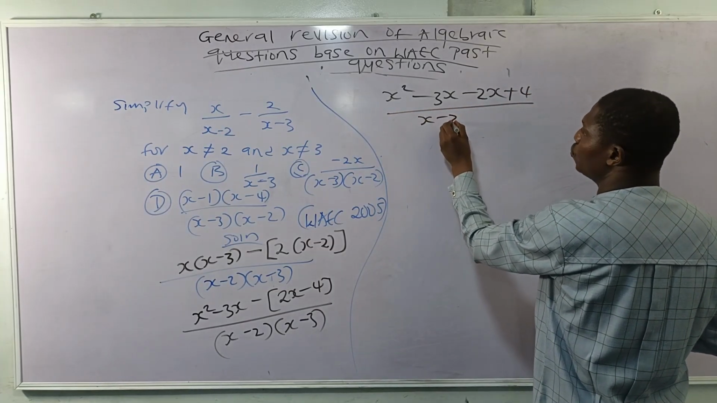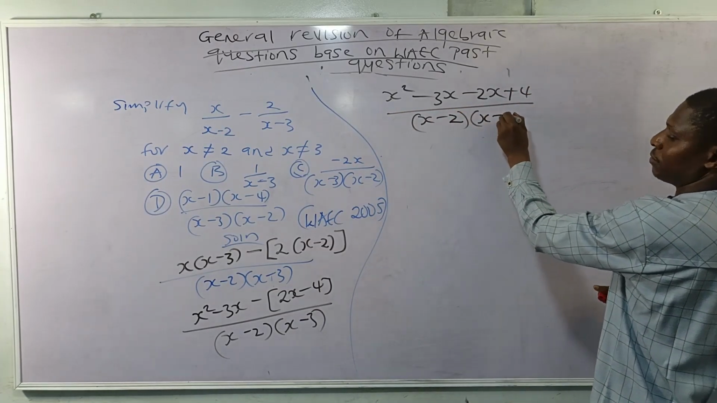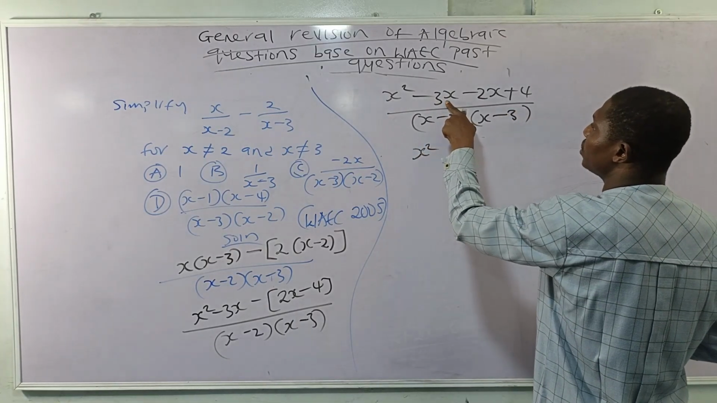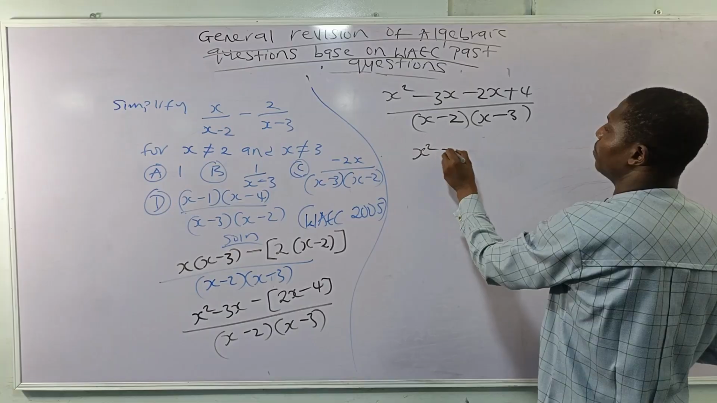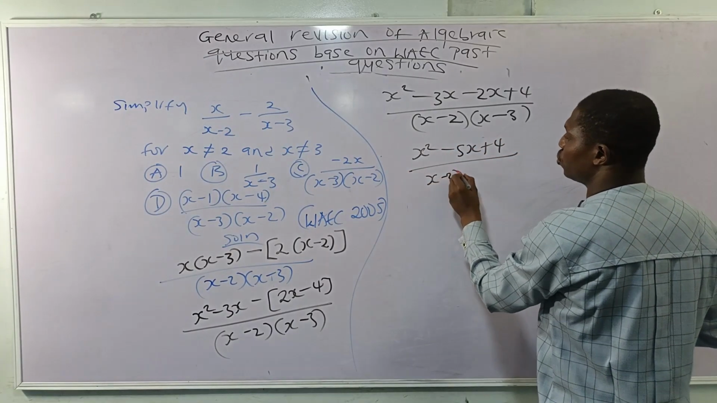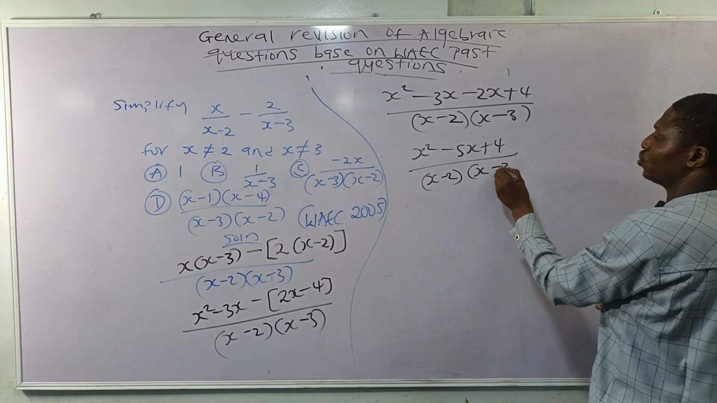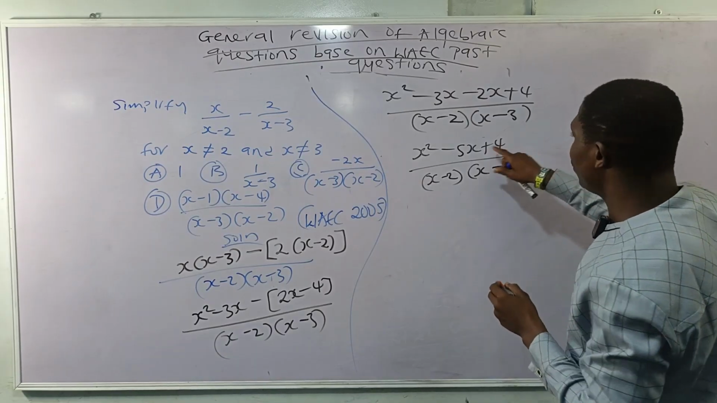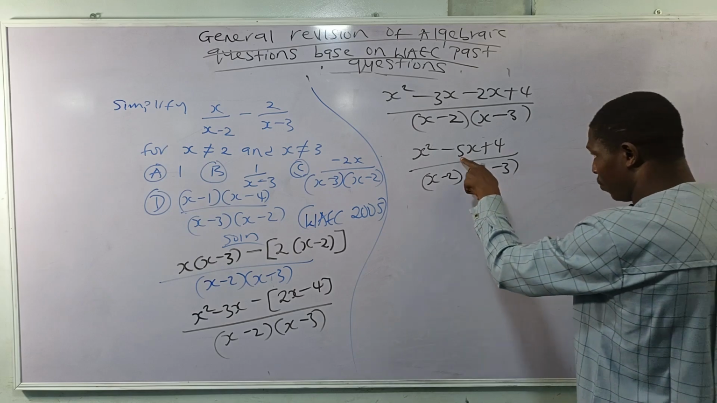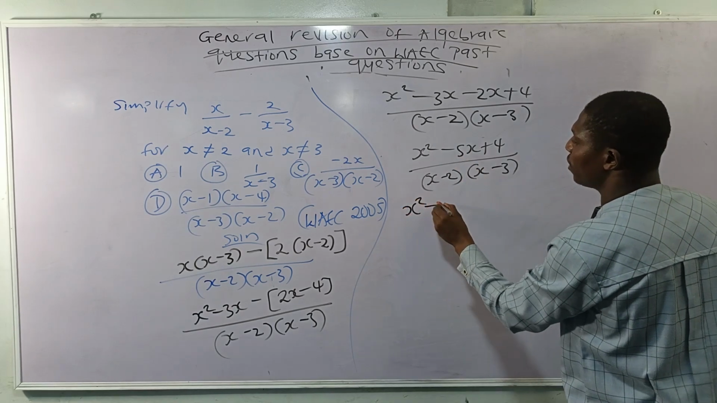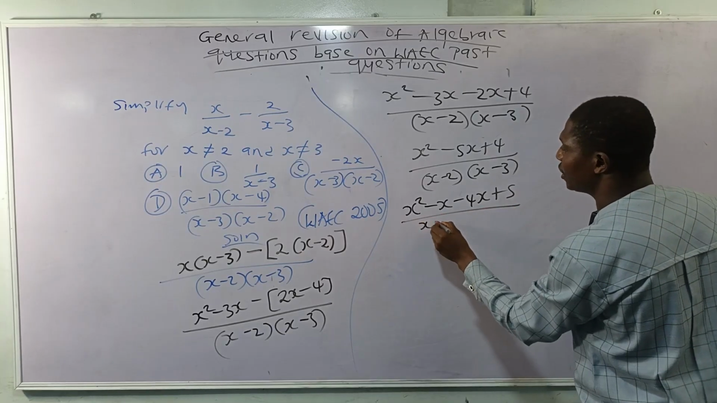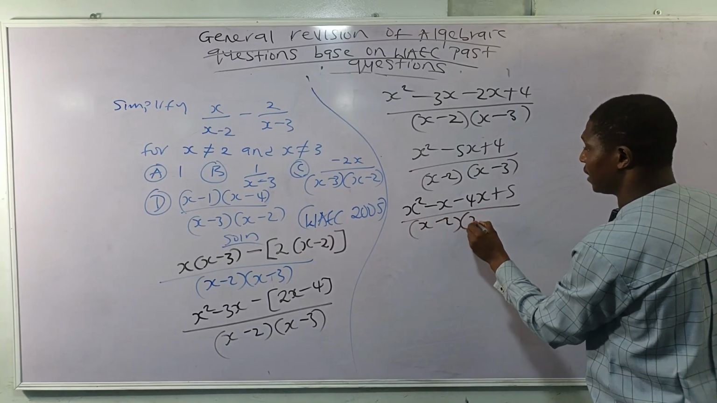s minus 2 bracket s minus 3. This will give me s squared minus 3s minus 2s, which gives minus 5s plus 4, all over s minus 2 bracket s minus 3. Now 4 times 1 will give me 4, so I can use minus 4 minus 1 to get minus 5. So I have s squared minus 4s plus 5 all over s minus 2 bracket s minus 3.